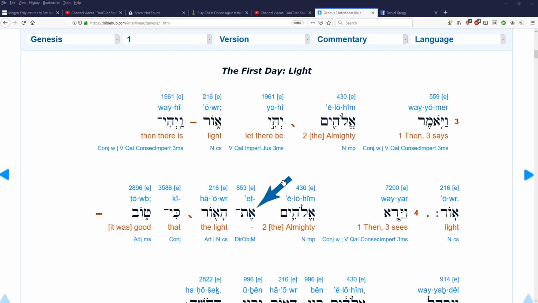That just means what follows is the object of the verb, and it's definite. Ha-or. The light. Ha, meaning the, or meaning light. Ki, that. Tov, good. It was good. This should be present tense.